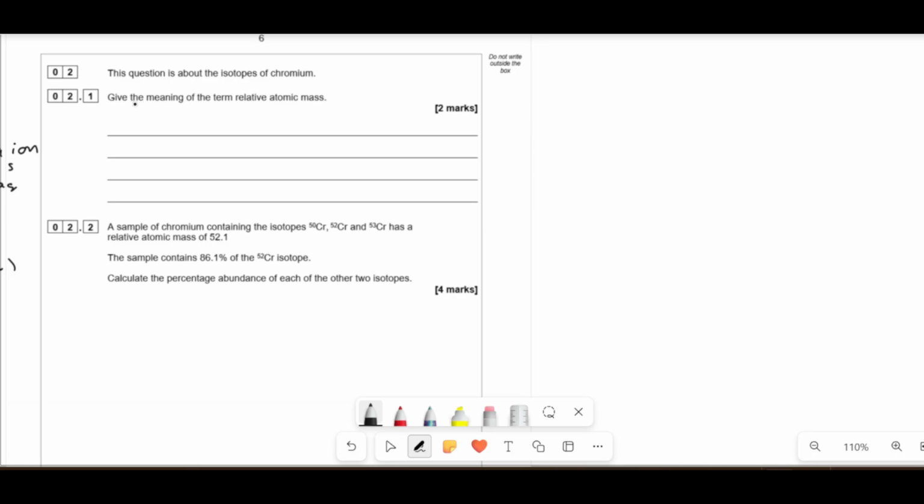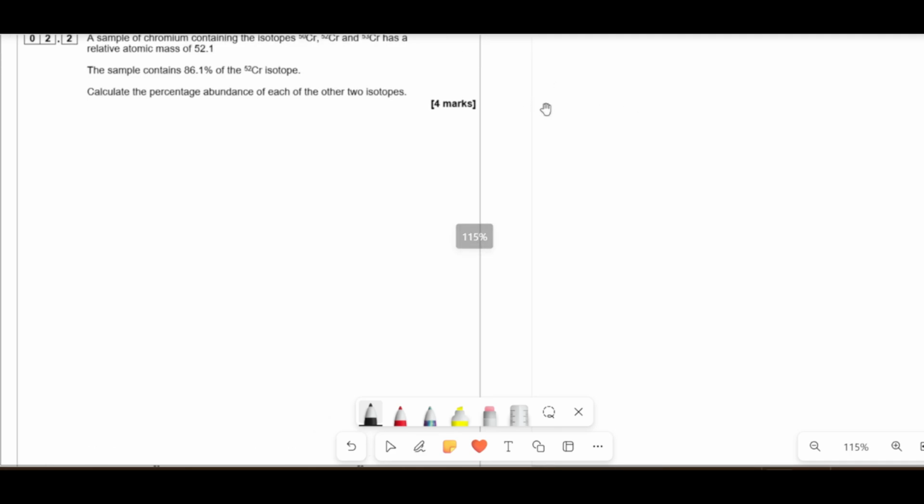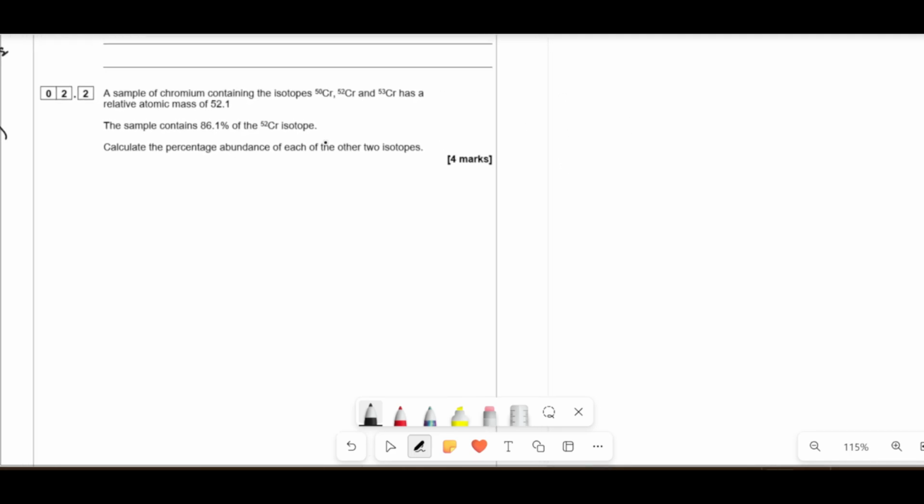Give the meaning of the term relative atomic mass. It's the average mass of one atom of an element compared to 1/12 of a carbon-12 atom. Next. A sample of chromium contains these isotopes and has a relative atomic mass of 52.1. The sample contains this much of the Cr-52 isotope. Calculate the percentage abundance of the other two.